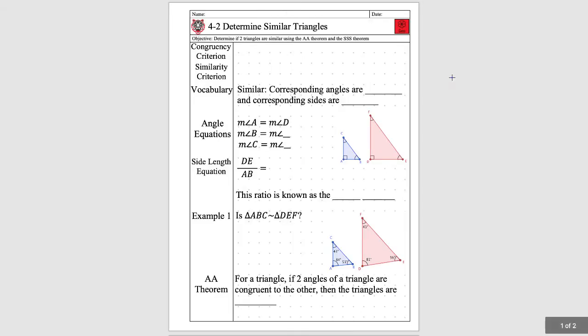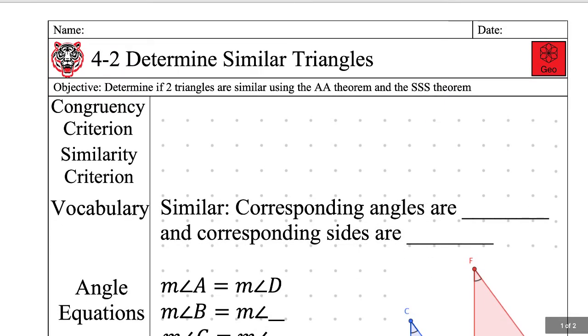Let's zoom in here. Today's date is Thursday, Friday. I'm recording this in advance, so it's actually Friday when you're viewing this, January 29th, 2021.